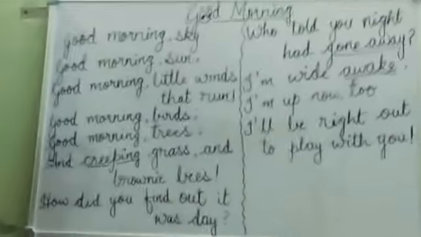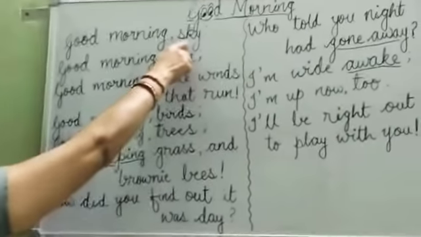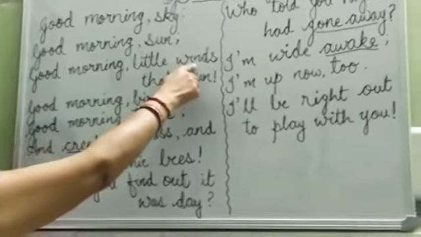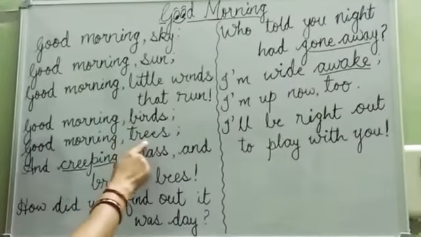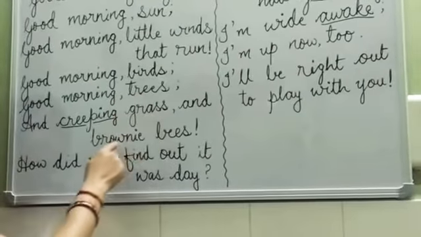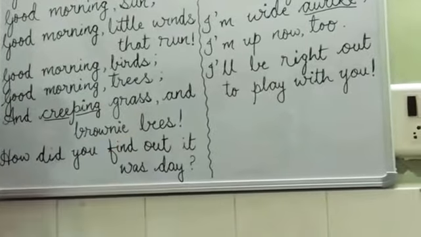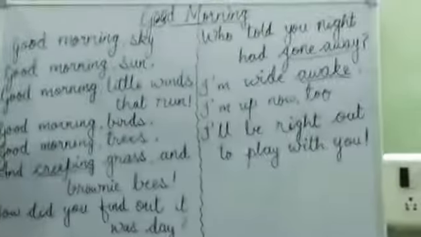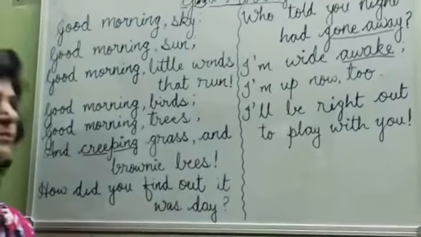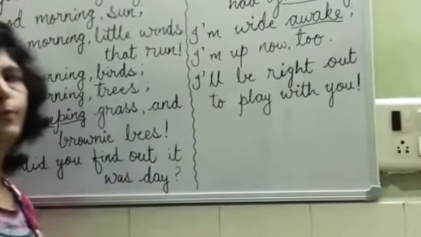Now next question. To whom does the child say good morning? तो वो child जो है वो girl किस किस को good morning बोलती है? So she says good morning to the sky, sun, little winds, birds, trees, creeping grass, brownie bees. Okay, to all this she tells them all good morning. Now next, what does the child want to do? What does she want to do? She wants to play with them. Okay, she wants to play with them.